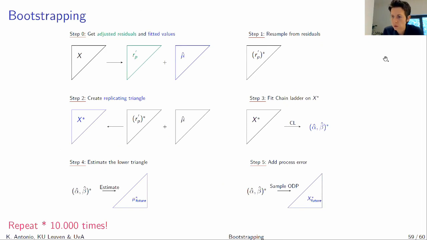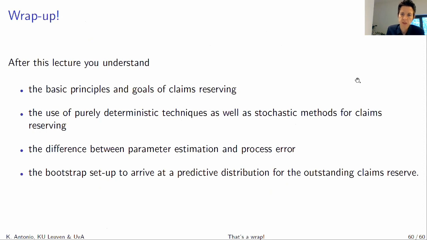So having the bootstrap, I removed the pictures, in fact, from my sheets, but you would get a nice distribution based on 10,000 draws along this recipe. So you get the distribution of the outstanding reserve, for instance. You can calculate the risk measure from there. You can work with that as well. So that's what we did.